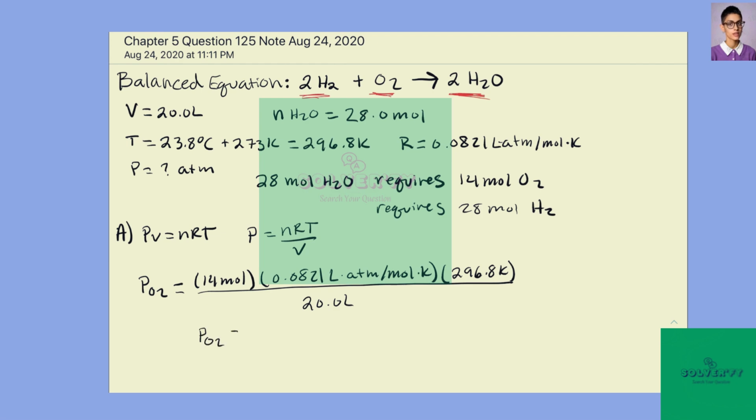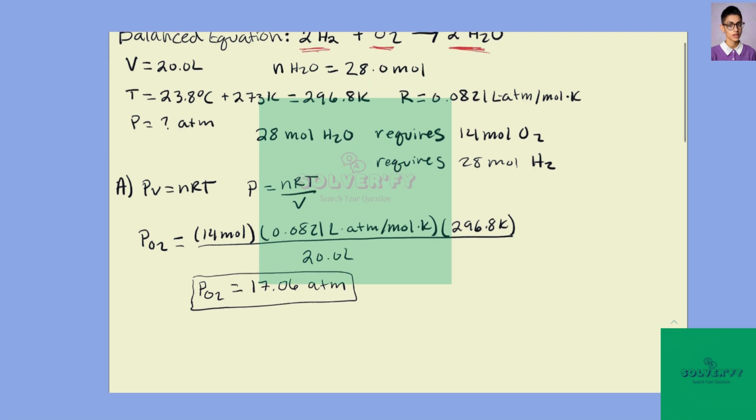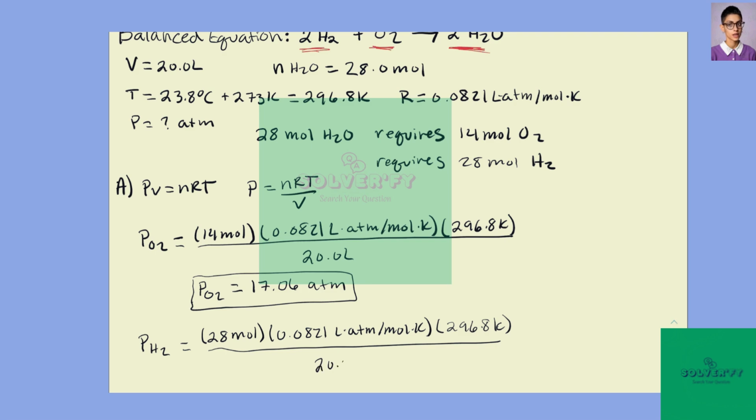When we calculate this out, our pressure for O2 is going to be 17.06 atmospheres, and that is going to be our pressure for O2 using the ideal gas law. And then we're just going to do the exact same process for H2. Just change out the number of moles, so we're going to do 28 moles of hydrogen. We're going to times that by our gas constant, 0.0821 liters atmosphere per mole Kelvin. Times that by our temperature again. And then just divide by our volume, which is 20 liters.